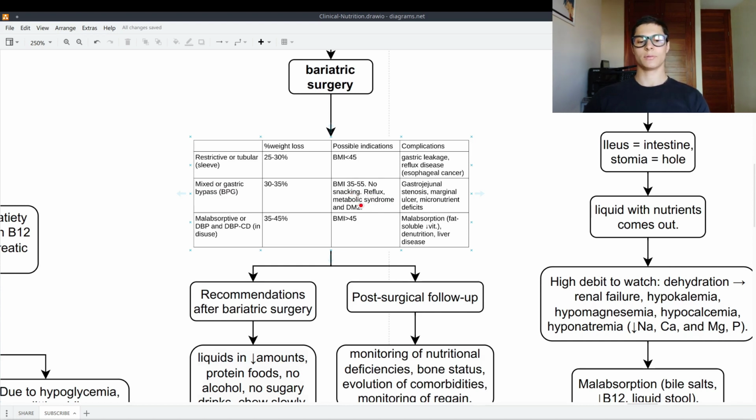No snacking, reflux, metabolic syndrome, and diabetes mellitus type 2. Complications: gastrointestinal stenosis, marginal ulcer, and micronutrient deficits.